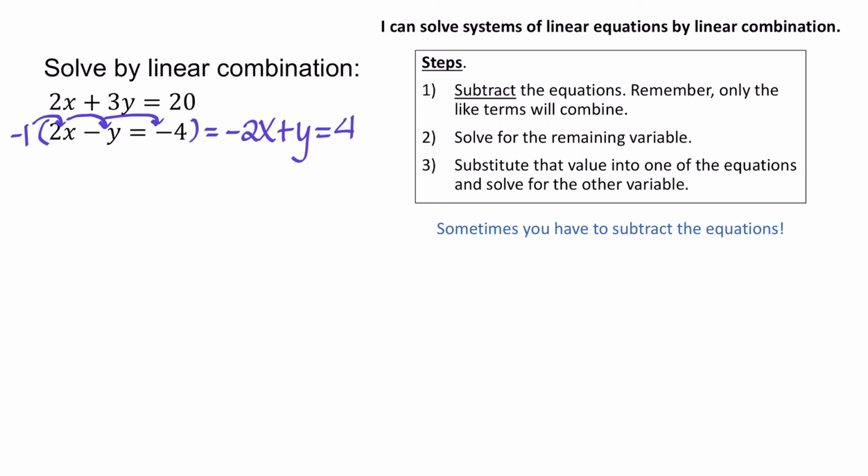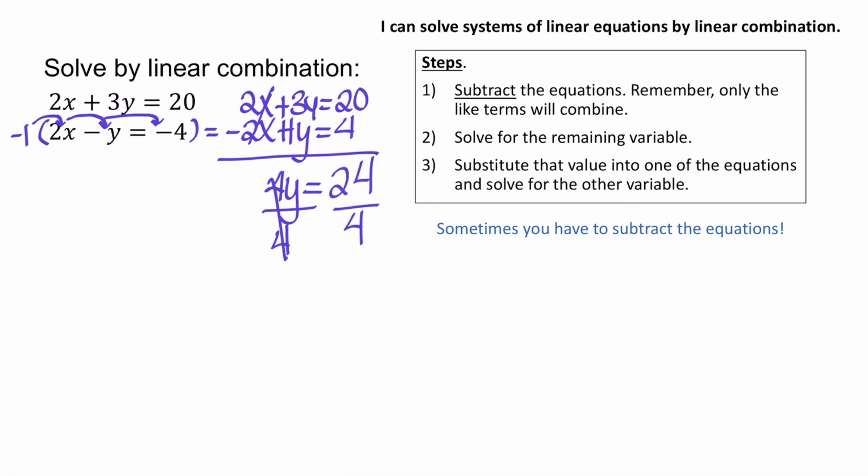So now I can combine it with the other equation, the 2x plus 3y equals 20, and now one of my variables will cancel out. Sometimes you have to subtract the equations because you can't actually add them to get one variable to cancel out. So I'm going to cancel out x here because 2x and minus 2x. Then I have 3y plus 1y, which is 4y. So 4y equals 20 plus 4, which is 24. I'm going to now divide both sides by 4, which gives me y equals 24 divided by 4, which is 6.